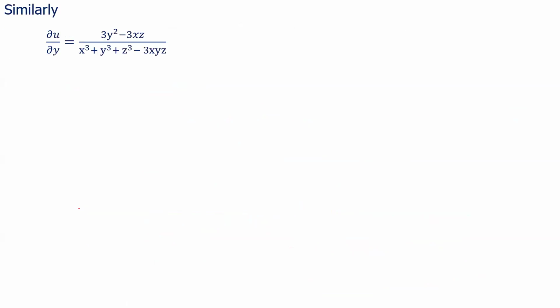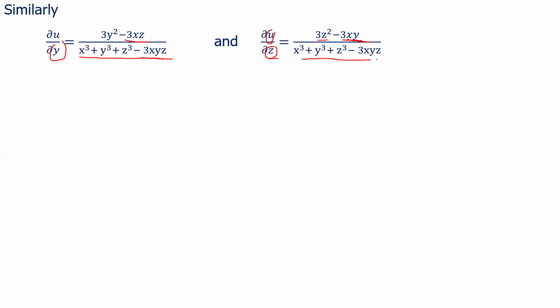Similarly, del u del y is 3y square minus 3xz divided by x cube plus y cube plus z cube minus 3xyz. And the same thing, what is the partial derivative of u with respect to z? This is 3z square minus 3xy. Just look here: if you want to find with respect to y, y is not present here. Similarly, if you want to find with respect to z, only xy will be present, z will be absent. The denominator is always the same for all three cases.